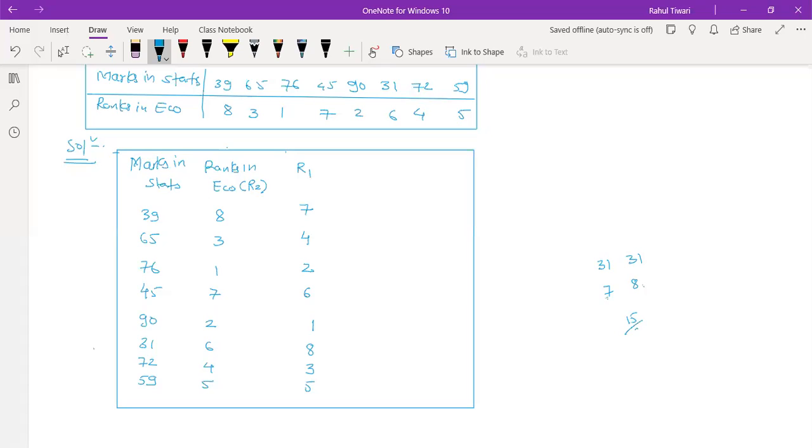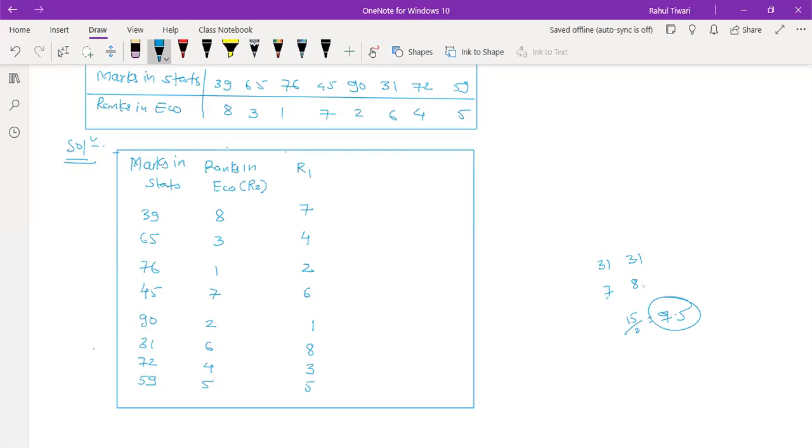15 by 2 which is 7.5. So here in this scenario, when the rank is repeated, you have to use 7.5. Okay, so that we will see when the rank is repeated. I will take the same example.